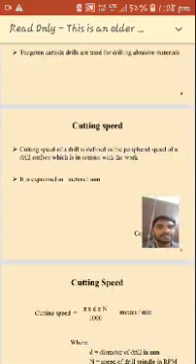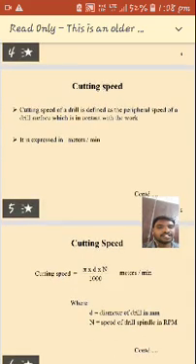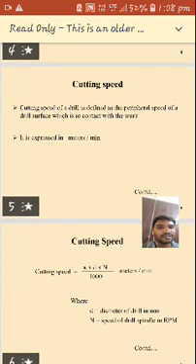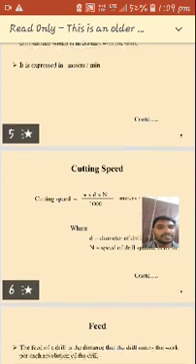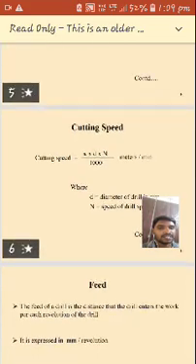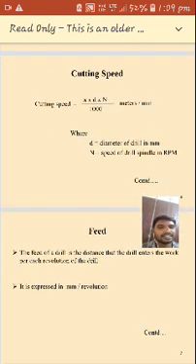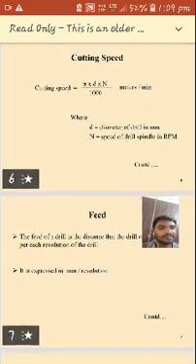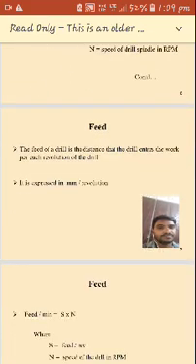Then we have a few definitions. One is cutting speed. The cutting speed of the drill is defined as the peripheral speed of the drill surface which is in contact with the work. It is expressed in meters per minute. Cutting speed is πDN/1000 meters per minute, where D is the diameter of the drill in mm and N is the speed of the drill spindle in rpm.